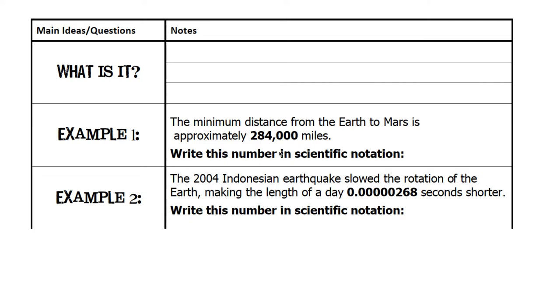All right, so we're going to look at scientific notation today. We're going to look at how we can use scientific notation to take a large number and shorten how we write it. So that's basically what scientific notation is. It takes a large number and writes it in a shorter form.